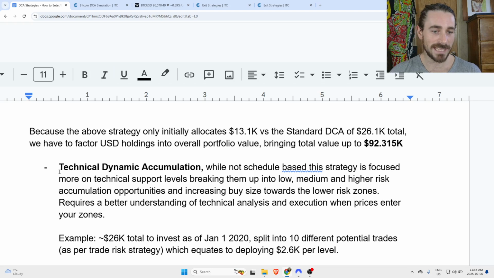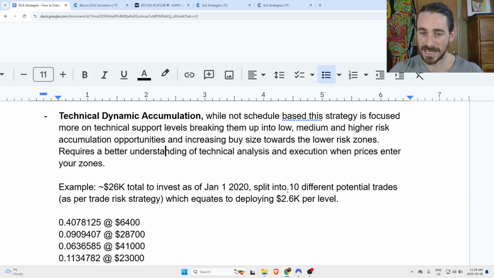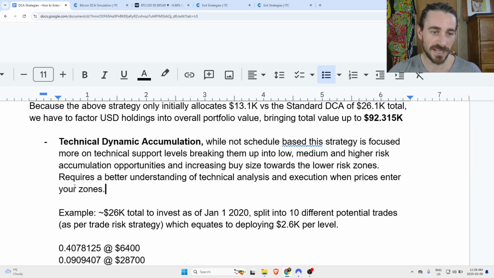We see here you can combine a couple strategies. So I'm going to talk about a technical dynamic accumulation. Similar to the dynamic DCA, it's not based on a schedule and it's not based on risk factors per se. It's more based on technical support levels, breaking them up into the low, medium, and high risk accumulation zones. And then we increase our buys when we get to the lower accumulation zones, ideally. That being said, you could just split your buys up across the three zones. That's fine too. It does require a better understanding of technical analysis and execution when prices enter your zones, because you're going to have to manage those trades and you're going to have to be the one that pulls the trigger.